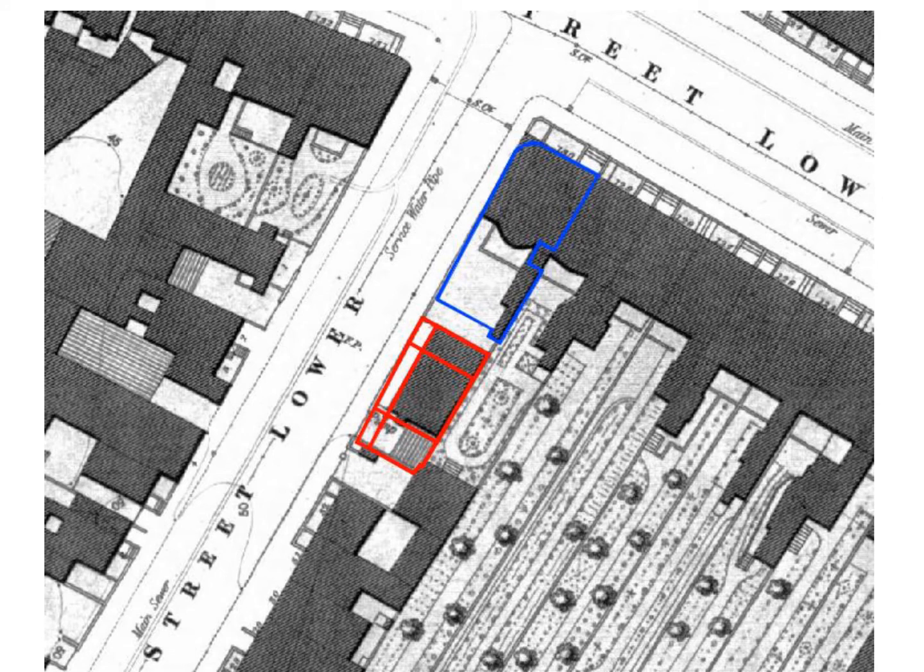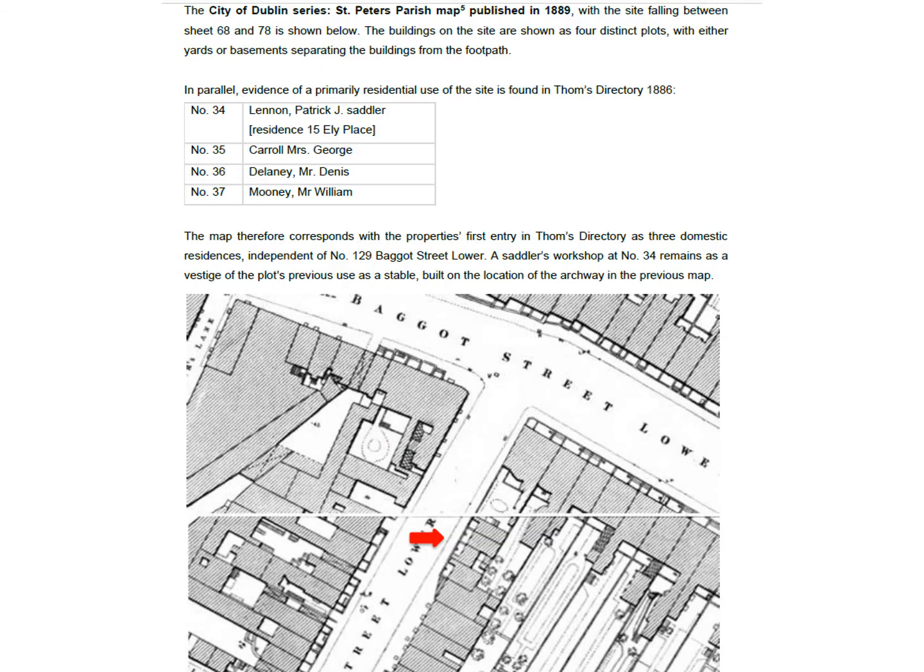And then I carried out a quick exercise to show the outline of the buildings as they currently are now. This is the Bank of Ireland on the corner, Ulster Bank on the corner of Baggot Street. And then these buildings here, the red outline, are what is on the site today. This is the 1889 map.